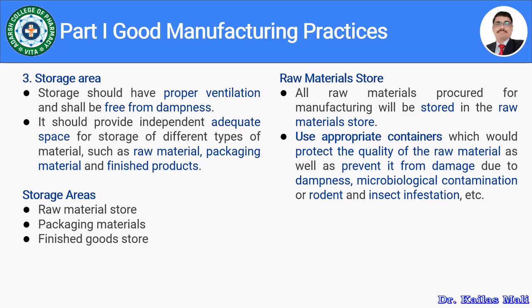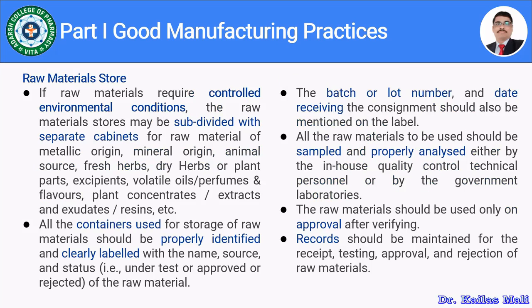So this is about the raw material store. Proper care should be taken for the stored raw material. One should use proper containers for storing the raw material. The raw material store section is separate in the storage area. Let us see the further details of the raw material store. If the raw materials require controlled environmental conditions, so what are the controlled environmental conditions? One should maintain the temperature and the humidity.